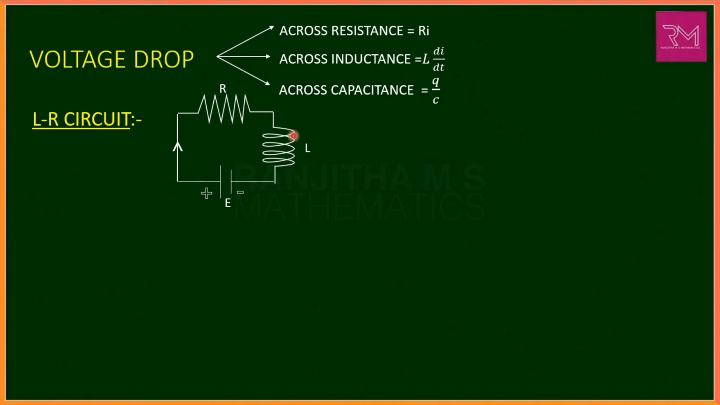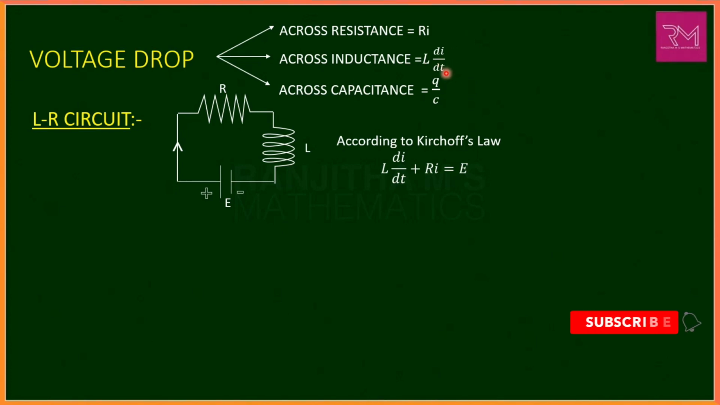Here is the circuit diagram of an LR circuit; it contains resistance R, inductance L and electromotive force E. From Kirchhoff's law, we can write the differential equation for an LR circuit as L into di by dt plus R into I equals E. The statement of Kirchhoff's law is that the algebraic sum of voltage drops around any closed circuit is equal to the resultant EMF in the circuit. We know that the voltage drop across resistance is Ri and the voltage drop across inductance is L into di by dt.